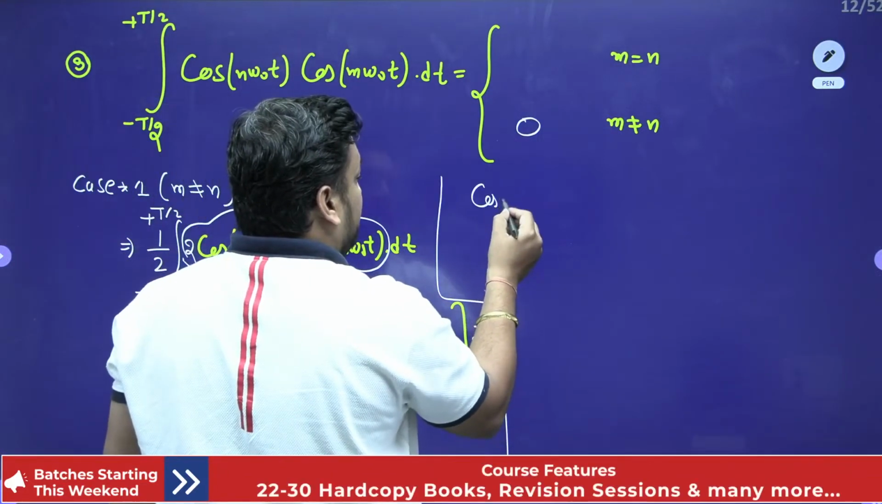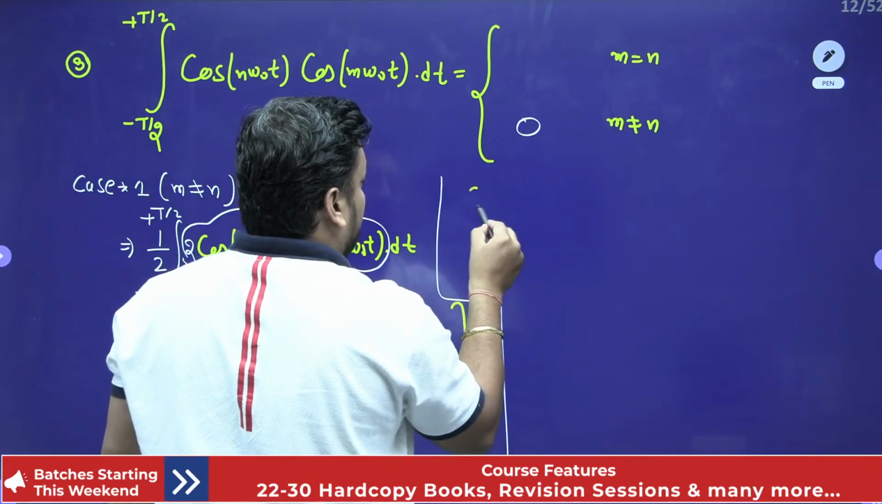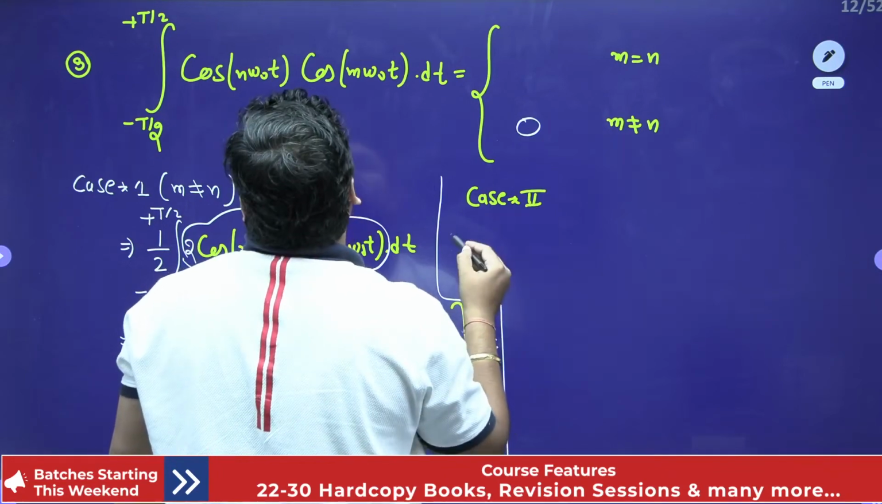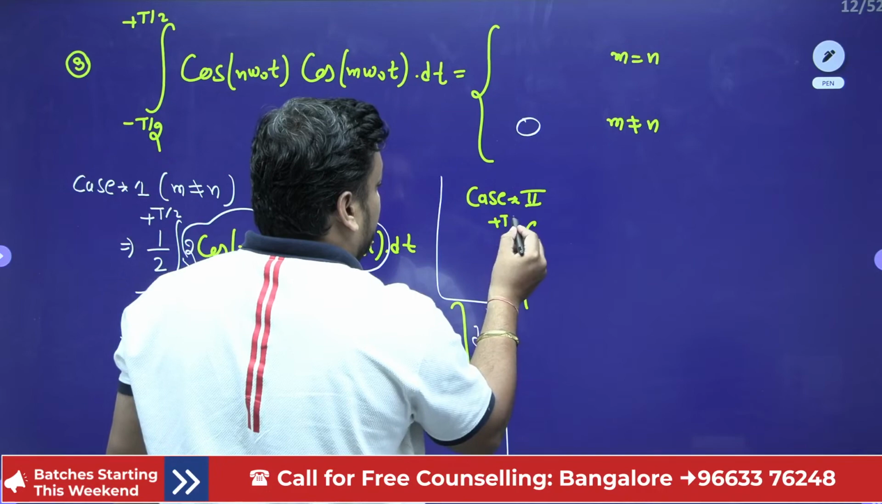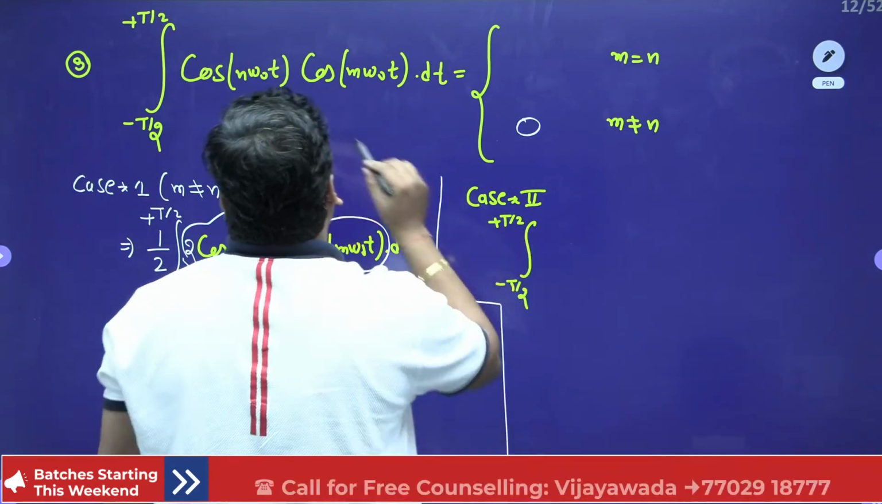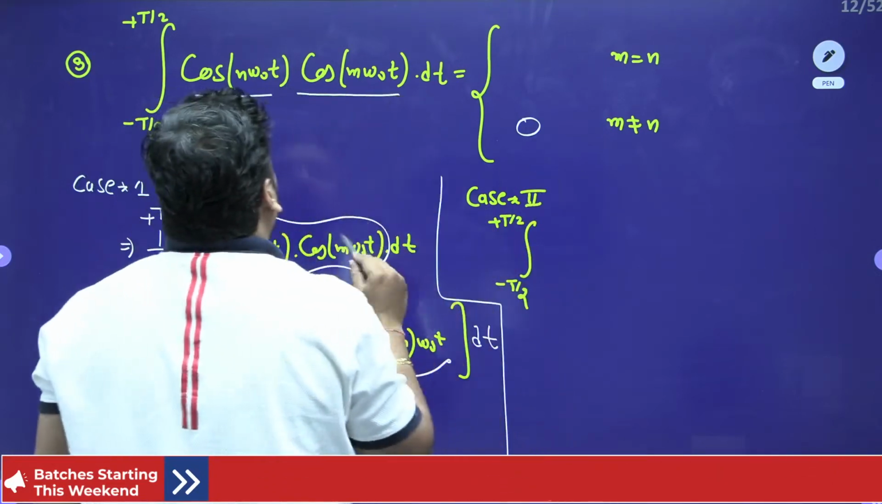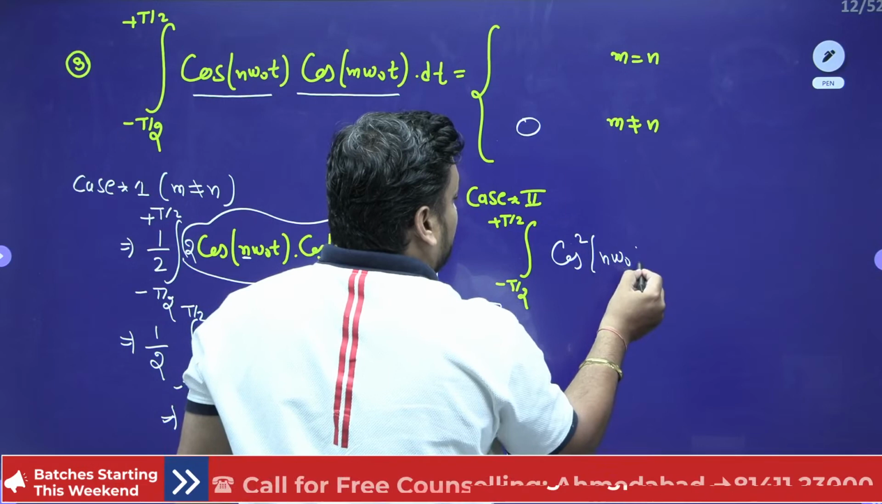So we should write case number 2. Okay. So if I talk about case number 2, tell me beta, in case number 2 what do we have? In case number 2 we have, sir, integral from minus T by 2 to plus T by 2, and here what we have? cos n omega 0 t, cos m omega 0 t, because m and n are the same. So this time you can make it cos square of n omega 0 t dt.